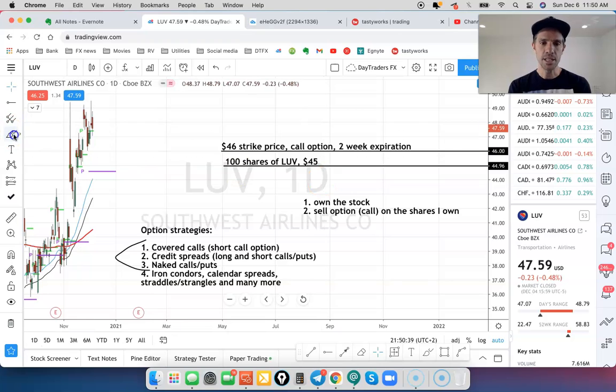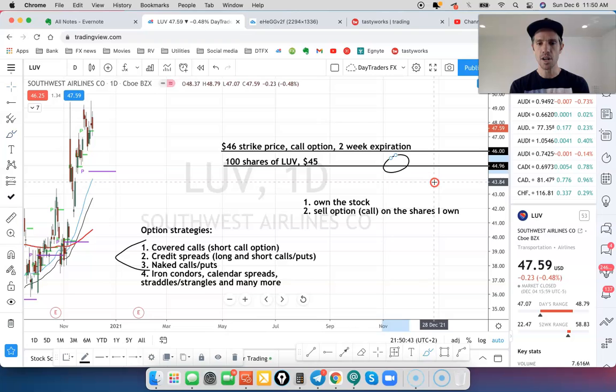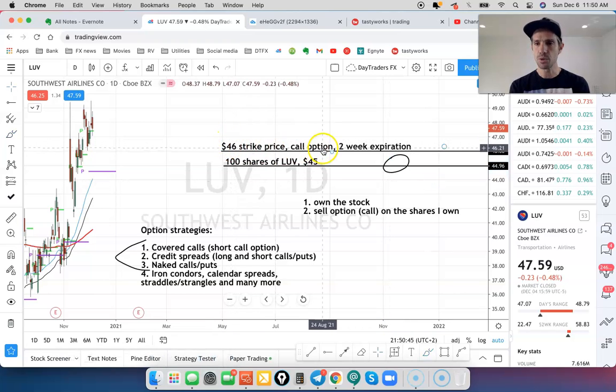If, on the other hand, in 2 weeks, the stock is below $46, I still keep the $100 from option profit and I keep my stock. So I got paid $100, I don't have to sell my stock, and I can sell another call option on that stock. So I would say that covered call trading is probably the lowest risk stock and option type trading that you can do.